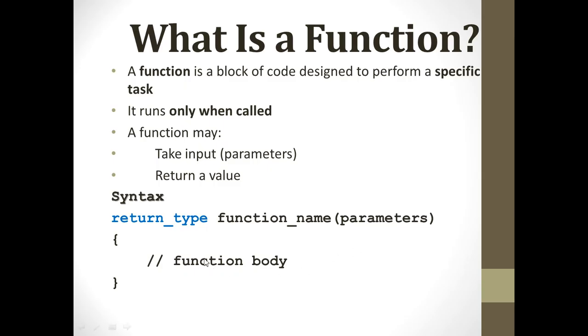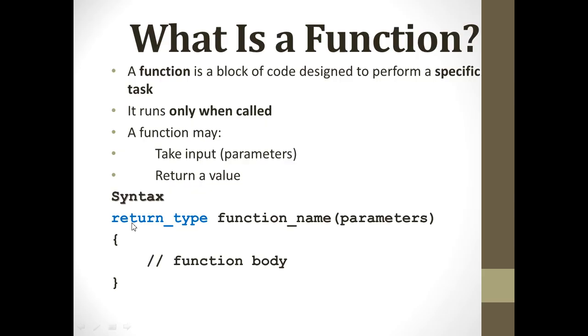So let's look at it again. We have the return type. This is a function that returns a value. You must specify the type of value it will return. If the function, after performing its task, will return an integer, that means the return type will be integer. If it's going to return float, the return type will be float. If it is double, the return type will be double, depending on the value that the task will return when it has finished performing its task.